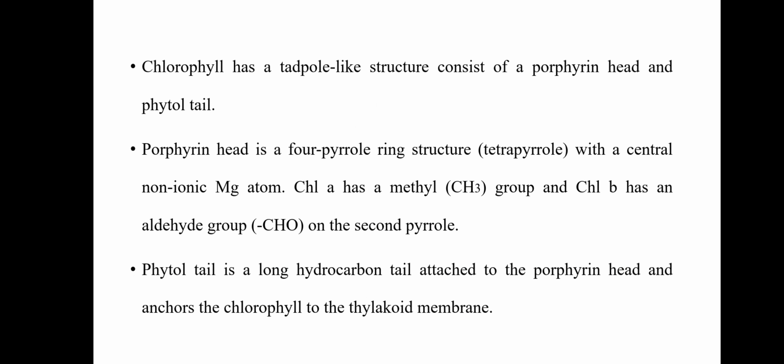Chlorophyll has a tadpole-like structure with a porphyrin head and a phytol tail. The head is a tetrapyrrole or 4-pyrrole ring structure with a central non-ionic magnesium atom. So a magnesium atom is present in chlorophyll. Chlorophyll a has a methyl group and chlorophyll b has an aldehyde group. So remember these three important points, as they generally come in competitive exams. Then the phytol tail is a long hydrocarbon tail attached to the porphyrin head.